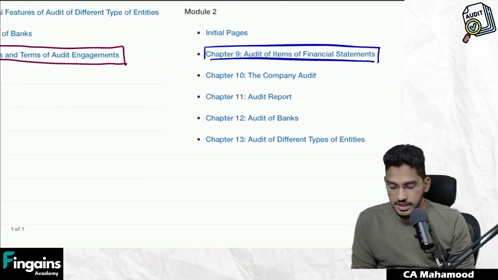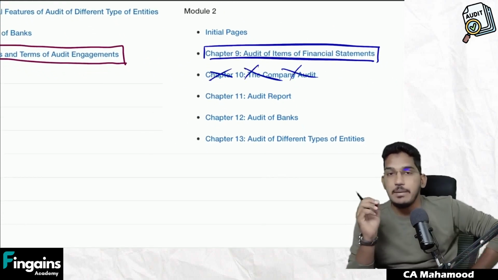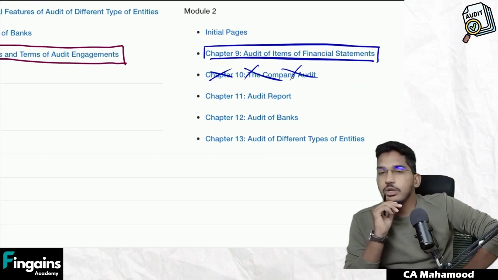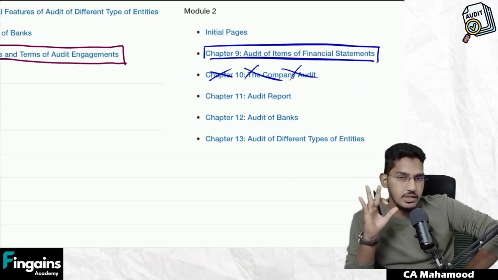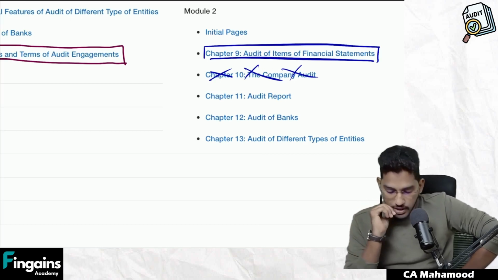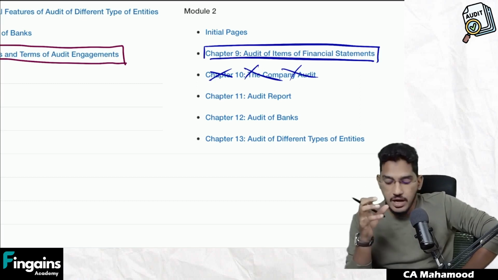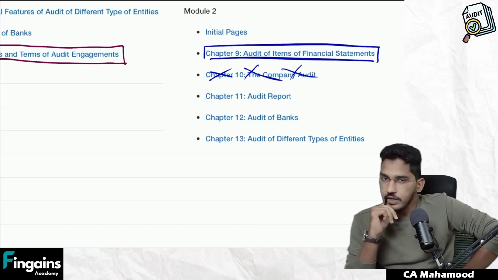Then the interesting thing here is that the company audit chapter is not there. In the new scheme, we don't have a chapter called company audit. I will tell you the logic why. What is the reason why they have not included company audit under the new scheme? You might have a doubt, sir, this is such a key chapter and very important under the existing scheme. Why have they removed this chapter under the new scheme?